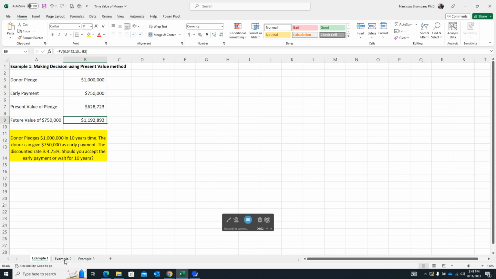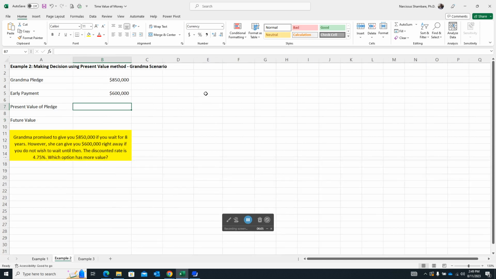Now we can move on and do another example, again pretty similar to the one before, but in this particular case, let's take it a little bit personal here. Right, so you do have a rich grandma who says that, well, I can give you 850,000, but wait a minute, only in 8 years' time, right? But again, if you insist, I can give you 600,000 right away. I won't give you 850,000. 850,000 is for your troubles for waiting for 8 years. But if you are not patient, I can only give you 600,000.